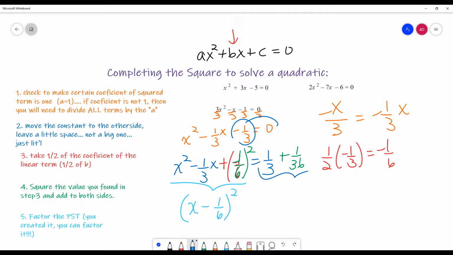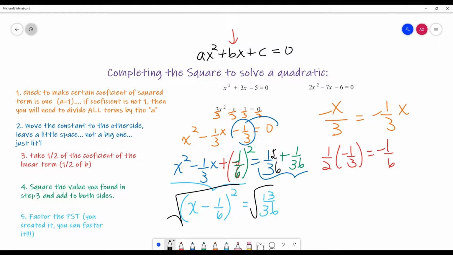All right, now, come on over here. I have 1/3 plus 1 over 36, right? When I add those two together, just think about this as being 12 over 36, right? Because 1/3 is 12 over 36. And that's going to get me 13 over 36. Here's a fun fact, right?